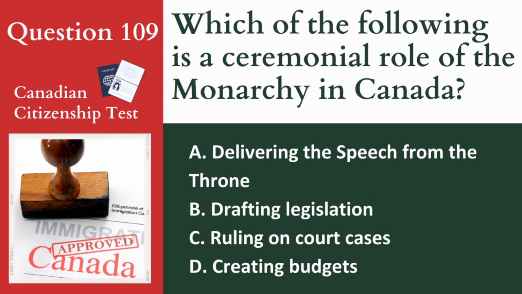Question 109. Which of the following is a ceremonial role of the monarchy in Canada? A. Delivering the speech from the throne. B. Drafting legislation. C. Ruling on court cases. D. Creating budgets.